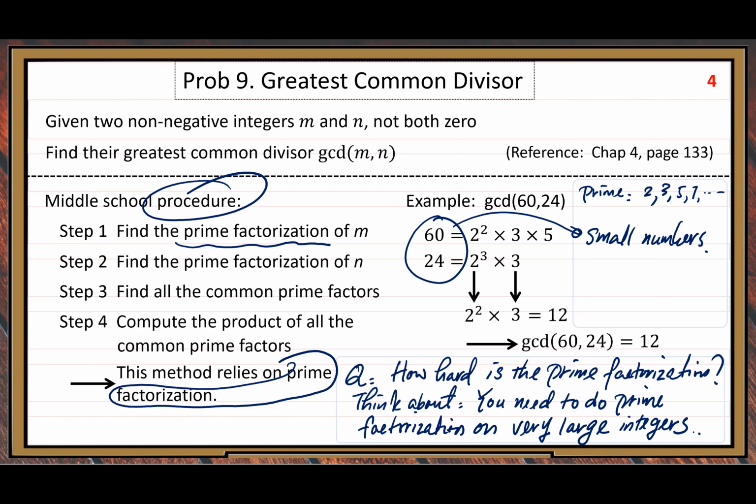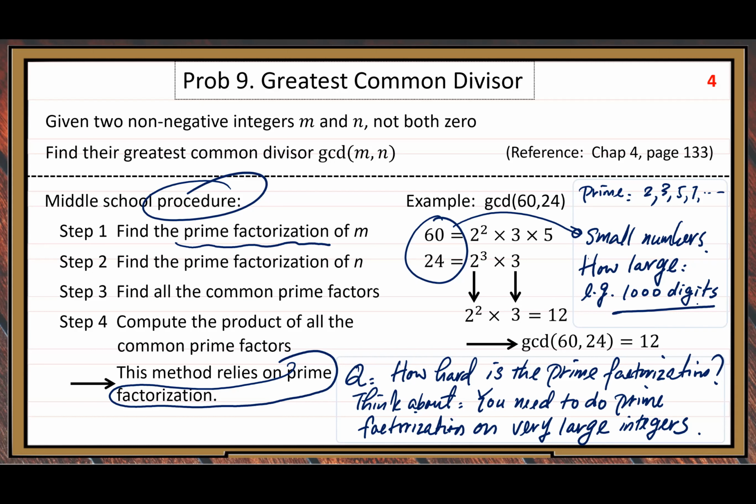How large? Here, when I talk about very large integers, think about how large, right? Because you need to have some idea on how large these integers are. Let me give you a simple example. How large? 1,000 digits. As an example, one integer has 1,000 digits. Think about how large it is.